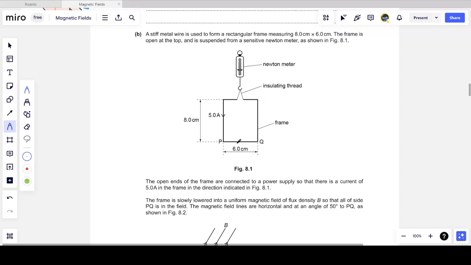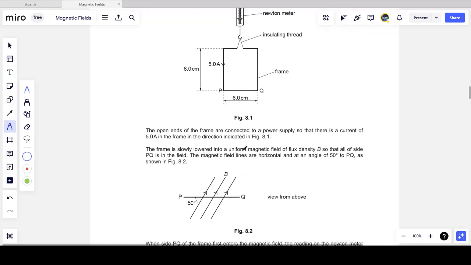And there's a current of 5 amperes in the frame in the direction as indicated. So down at the left towards P and then up at the right. That's the direction of the current. The frame is slowly lowered into a uniform magnetic field of flux density B so that all of side PQ is in the field. The magnetic field lines are horizontal, underline this word, very important, and at an angle of 50 degrees to PQ, as shown in figure 8.2.